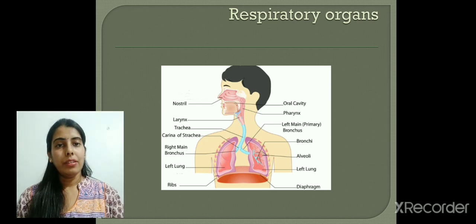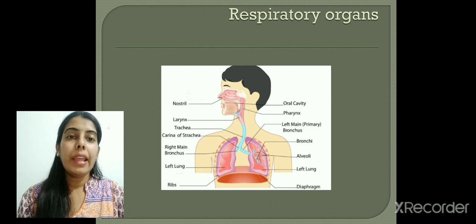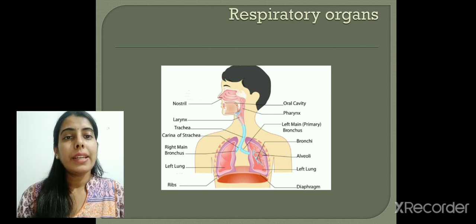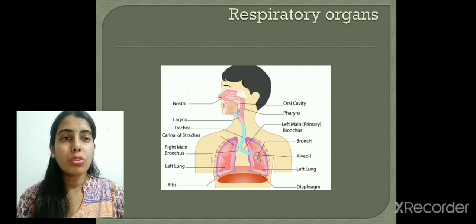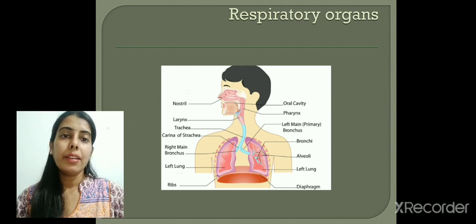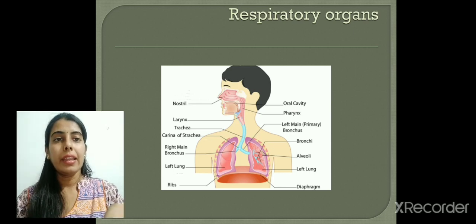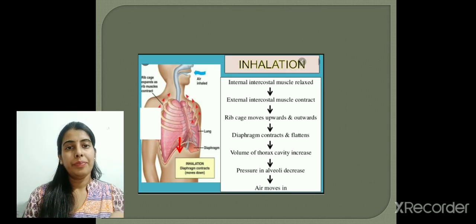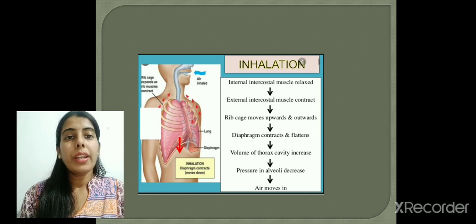Now when we breathe in, what happens? The air enters the nostrils. The nostrils have a layer of mucus that traps dust particles. They have hair lining also, which helps in trapping the dust particles so that dirt doesn't enter our body. The nasal cavity is also lined by a lot of blood vessels, which help in maintaining the temperature of the air we are inhaling. Once the air has been inhaled, it enters our lungs. This process is called inhalation.